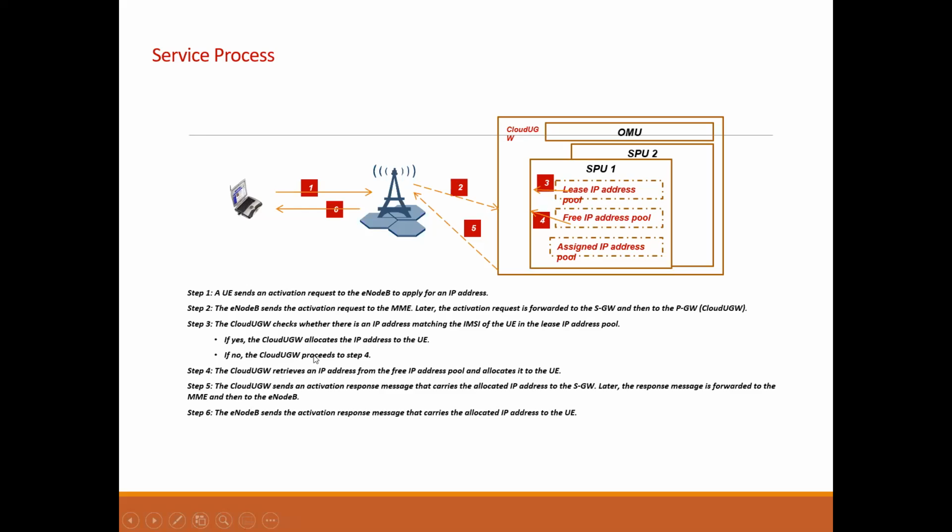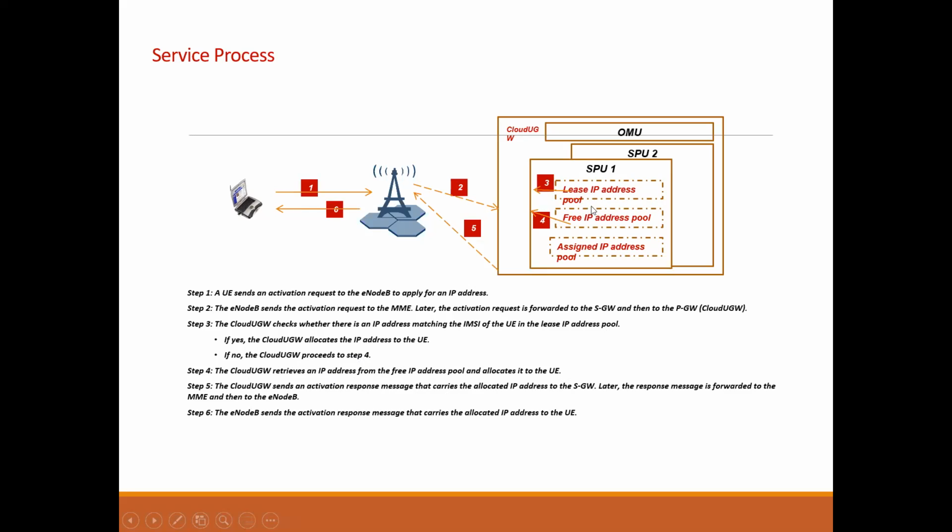If no, it usually proceeds to retrieve an IP address from the free IP address pool. Those IPs which are not part of the lease IP are from the free IP address pool. So it usually reserves the IP address from the free IP address pool and allocates it to the user equipment. Number 4, it then sends an activation response message providing your allocated IP address. The node will send the activation response, carrying the IP address, to the UE subscriber.